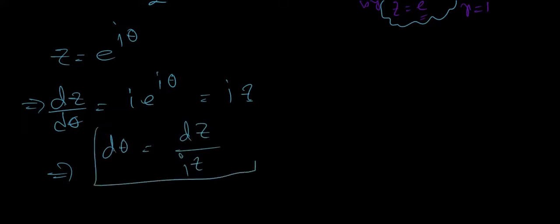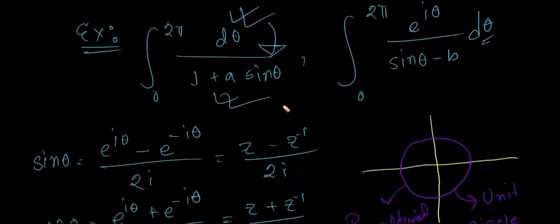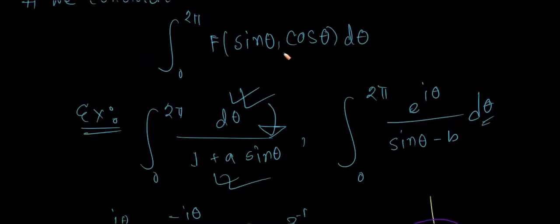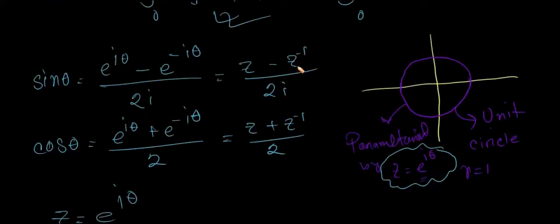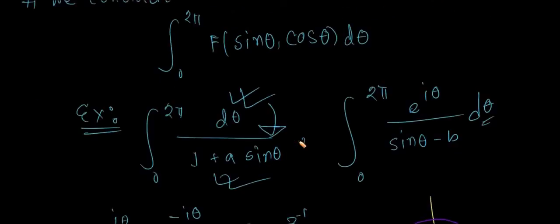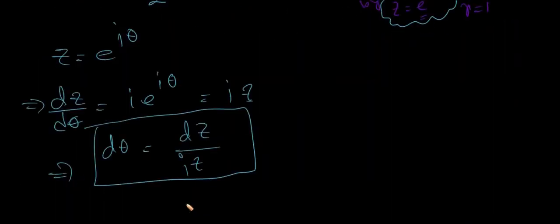Okay, so finally we are done. That is, we have set up the recipe for how to integrate this, and you just have to now put it over this thing over here. That means instead of sine theta you write (z minus z inverse) divided by 2i. Instead of cos theta you write (z plus z inverse) by 2, and instead of d theta you write this thing.